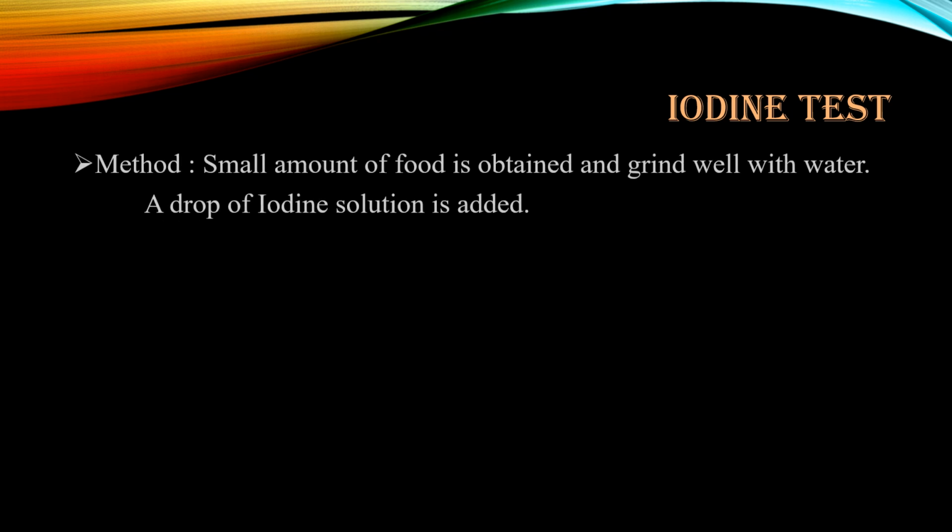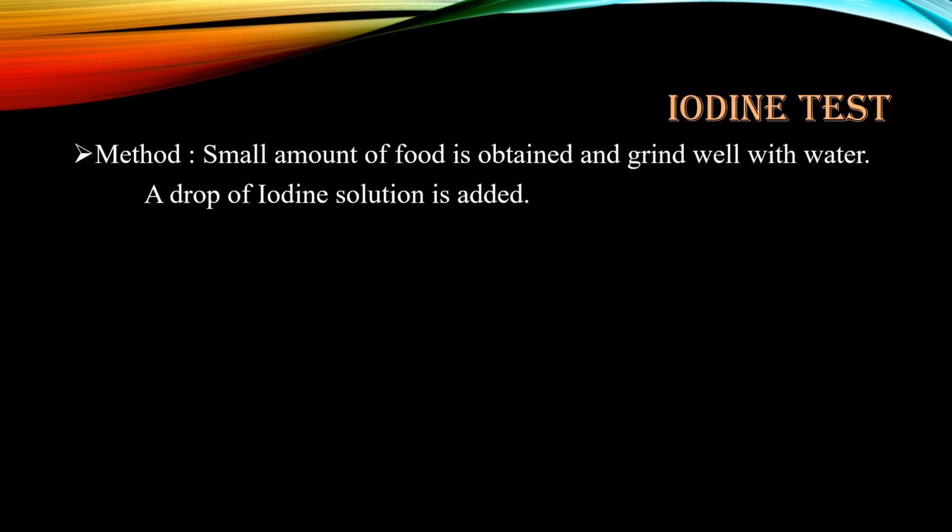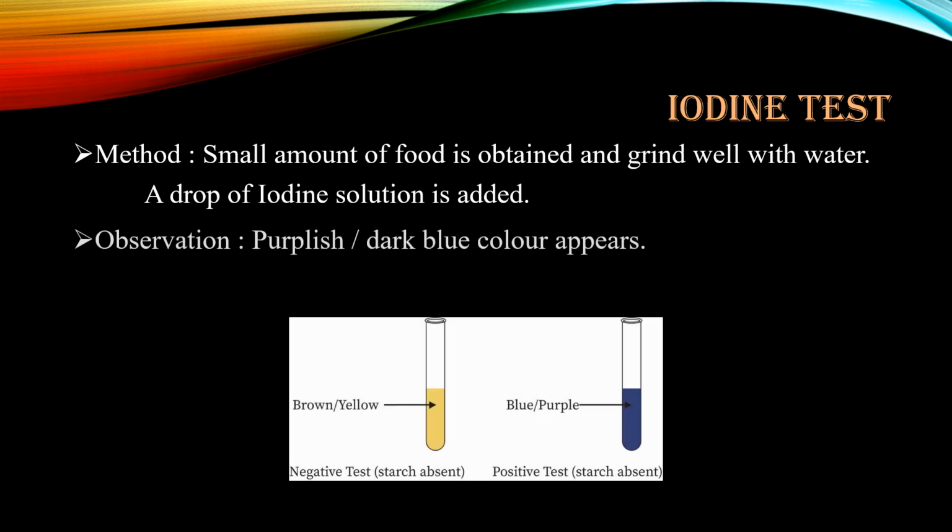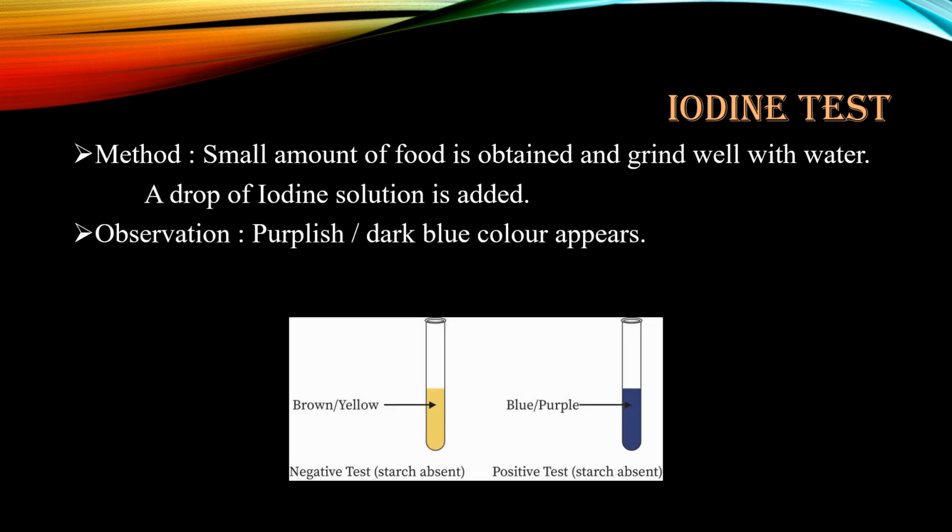Well, in each test, I will discuss the method, the observation, and the conclusion we can come to through the test. Method. A small amount of food, for example rice, is obtained and ground well with water. Then a drop of iodine solution is added. We can observe a purplish or dark blue color will appear. Conclusion. The sample contains starch.